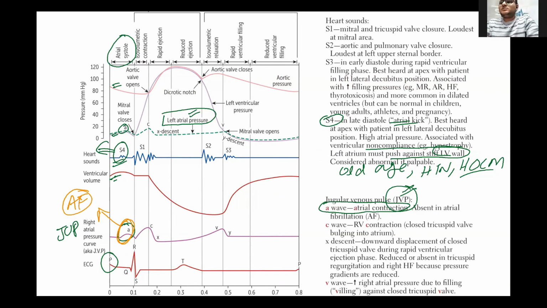In atrial fibrillation, this A wave is absent. So there will be absence of the A wave, which is due to atrial contraction. This is one very important pathology. The next pathology, due to production of S4, we discuss in old age, hypertension and HOCM. These are the most important.